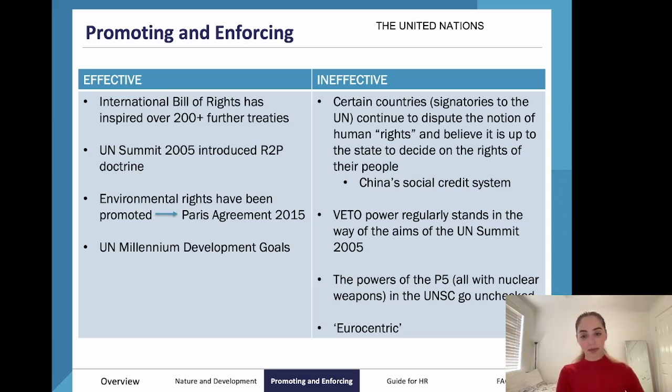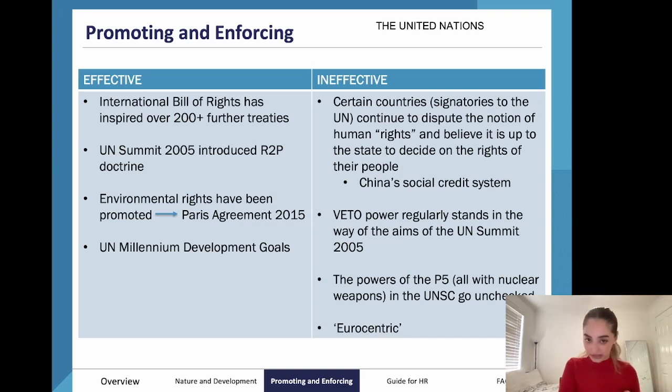Then we have the UN Summit 2005, which introduced the responsibility to protect doctrine, which is a really massive thing and really helps with protecting human rights and responding to human rights breaches. We also have the promotion of environmental rights, which is becoming increasingly more important, such as we saw in the Paris Agreement that we spoke about earlier. The UN Millennium Development Goals as well. So those are the areas of effectiveness. The biggest area of effectiveness is, I would argue, the Bill of Rights. Could also talk about peacekeeping missions as well. There's an array of things to talk about.